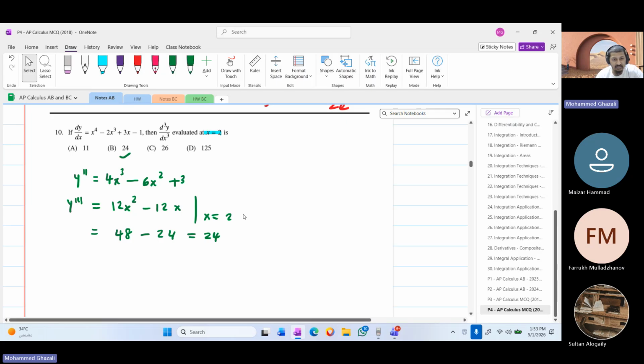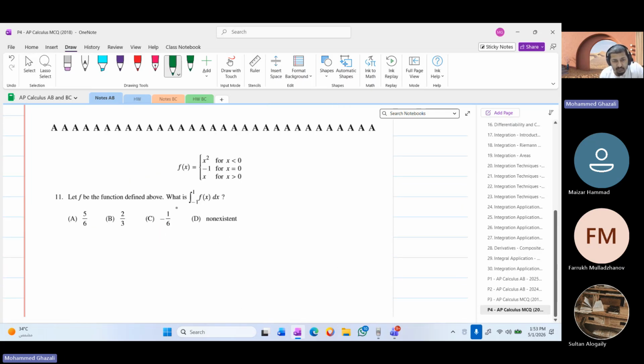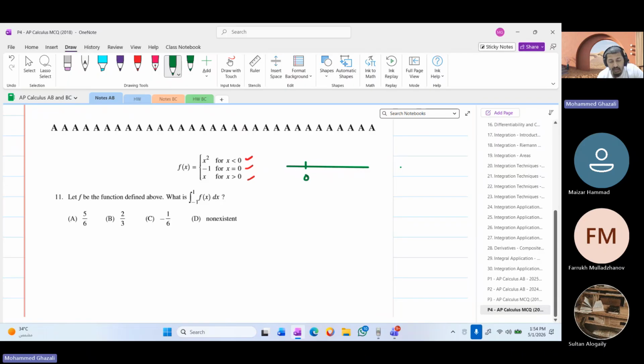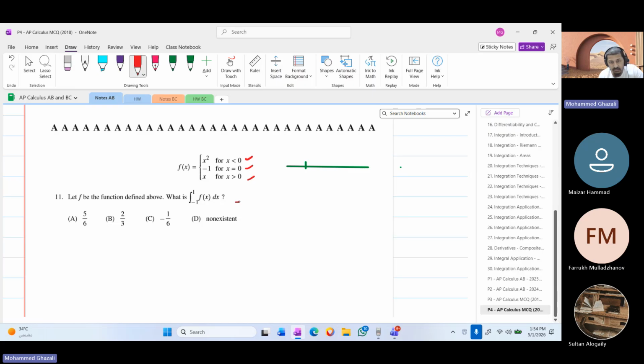Right, excellent, guys. Let's move on to the next question. Let f be the function defined above. What is the integral from negative 1 to 1 of f of x? Now, very important, when you're evaluating split functions, you're going to evaluate it at all 3 different intervals. And what are the 3 different intervals? You're starting at 0, it's just greater than 0. But look, not that interval there. I'm looking at this negative 1 to 1.